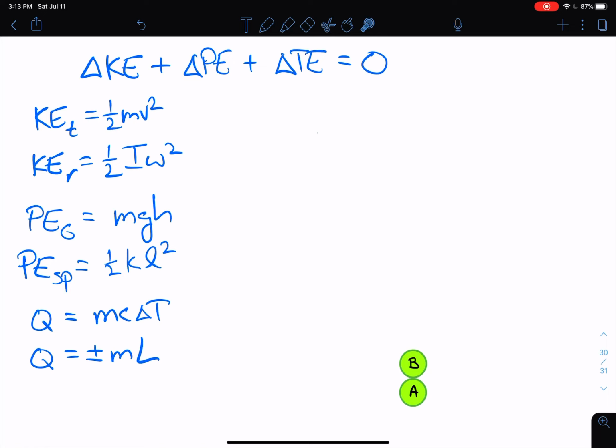And then we also calculated heat. We had two ways of doing that. We had mc delta T. You would use this when the temperature was changing, or we had plus or minus mL, and we used this when the phase was changing.